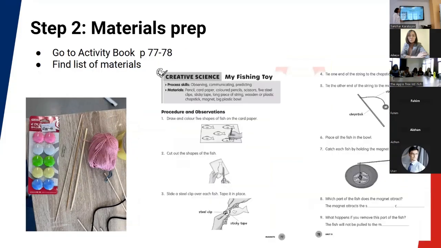If you open the activity book, pages 77 and 78, you can see the creative science section that I have been talking about, and the materials listed here. This exercise focuses on magnets. In this task, children are supposed to make a toy called a fishing toy. So we're going to make it. I have some materials.